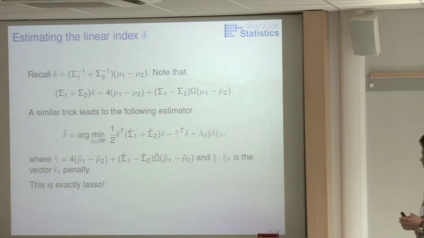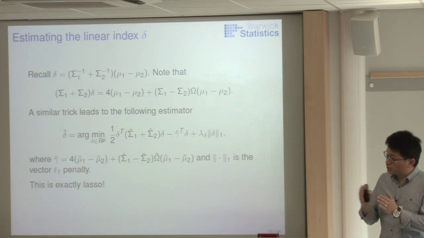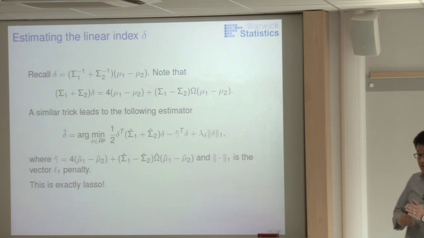And let's look at the linear index delta. As I said, the non-zeros in this delta vector correspond to important main effects. And let's see how we can obtain an estimate of this delta vector. So recall again, this delta has this form. Now, of course, we don't want to estimate sigma 1 inverse or sigma 2 inverse. We don't want to make any assumption about sigma 1 inverse or sigma 2 inverse. So what we would like to do is, again, use some simple manipulation by pre-multiplying this delta vector by a matrix such that the right-hand side of it has a nice form.